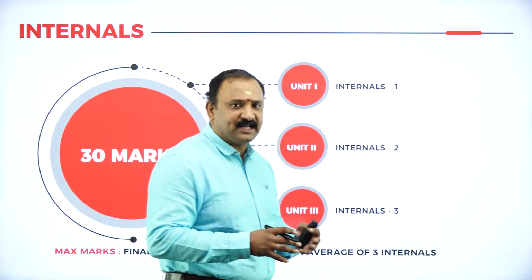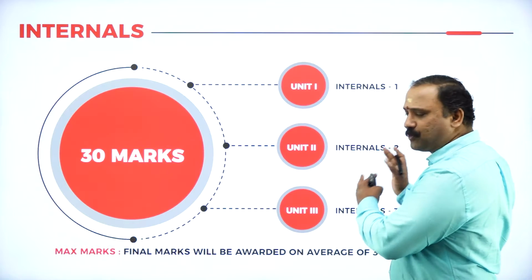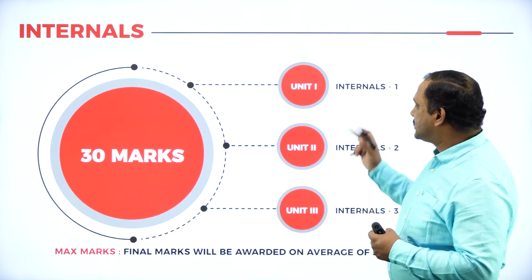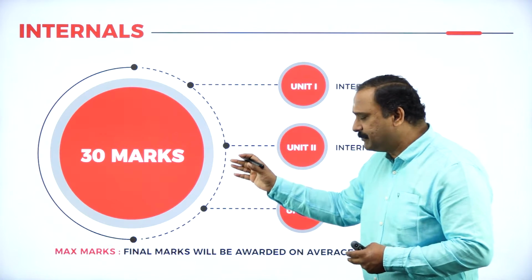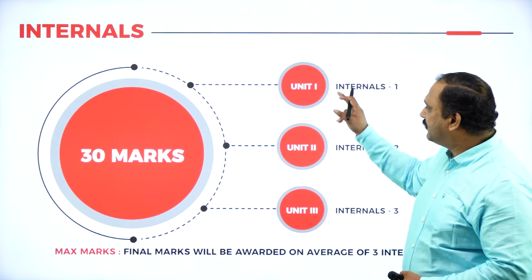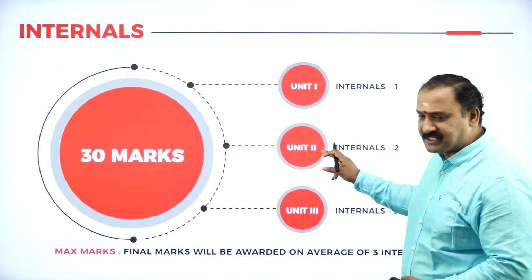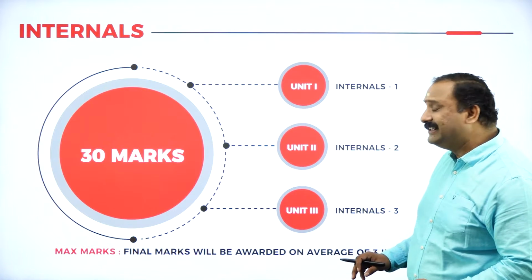People always come back and ask me this question: what is going to be there for the internals? So I have it right on the board here for you. On the first internals, it's going to be for 30 marks. So you're going to have 3 internals like that. The first internal is going to have Unit 1 as your syllabus, Unit 2 for the second internals, and Unit 3 for the third internals.